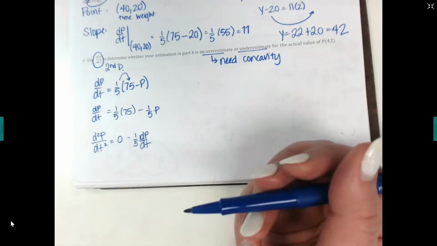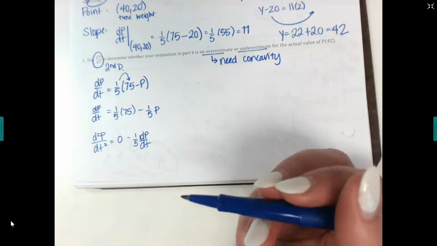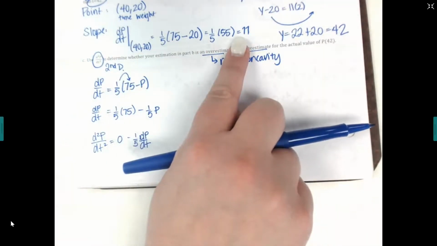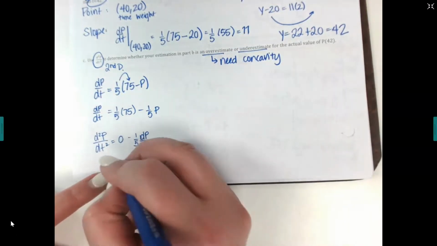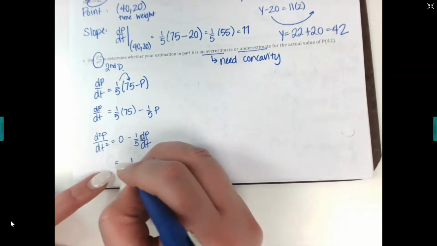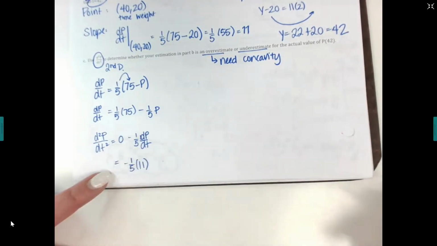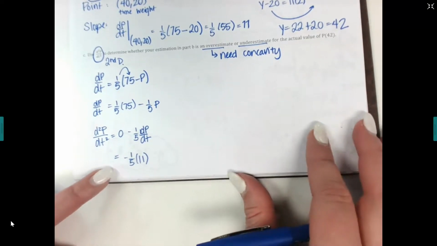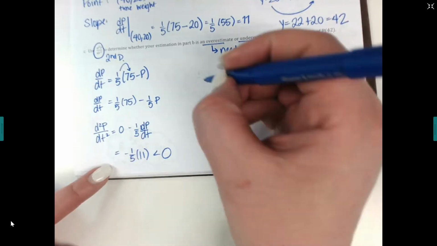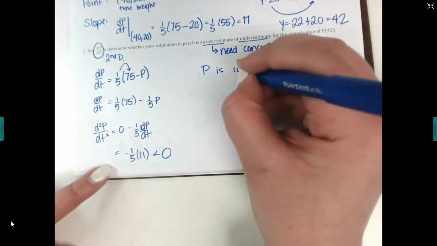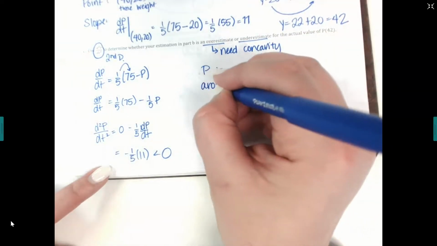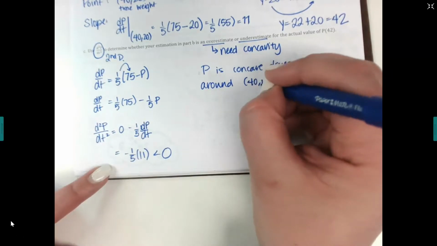Now, from there, we want to know concavity. What was dp dt up here? 11. So if I plug in an 11 here, I'm not even going to write the 0. You can if you want to. But it's negative a fifth of 11. Well, is that going to be concave up or concave down then? Down. Because negative a fifth of 11 is negative. That means that p is concave down around the point that I used, which was 40, 20.